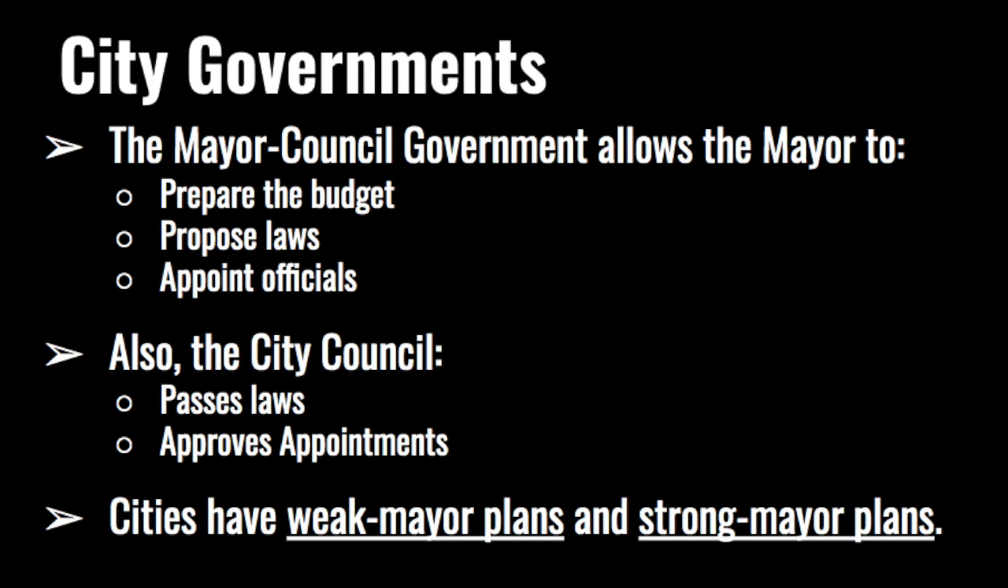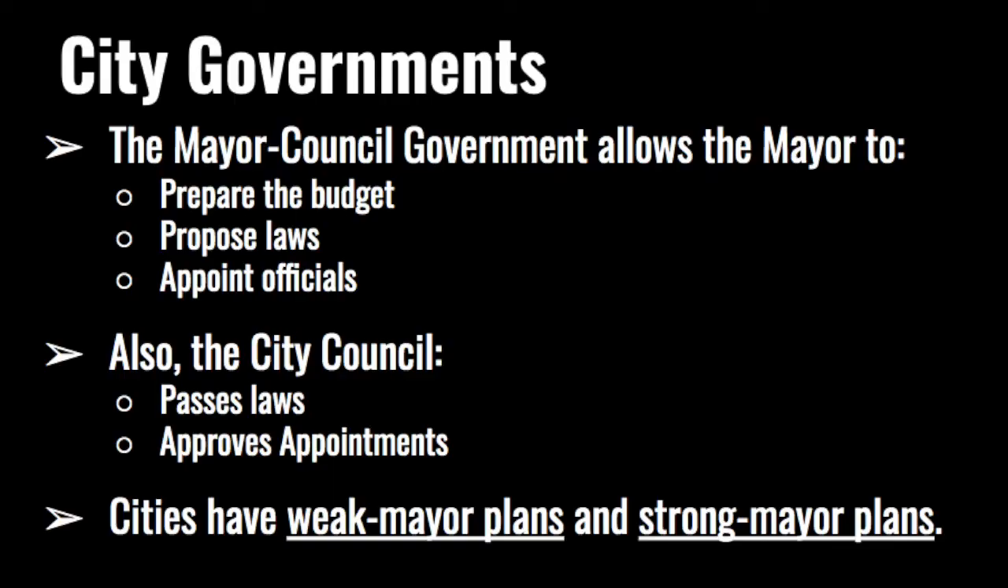The mayor-council government allows the mayor to prepare the budget, propose laws, and appoint officials. The mayor for this one is very similar to the governor for our state or the president for our national government, but the city council, sort of like the state congress or our national congress, is the one that actually passes the laws and actually approves appointments from the executive.